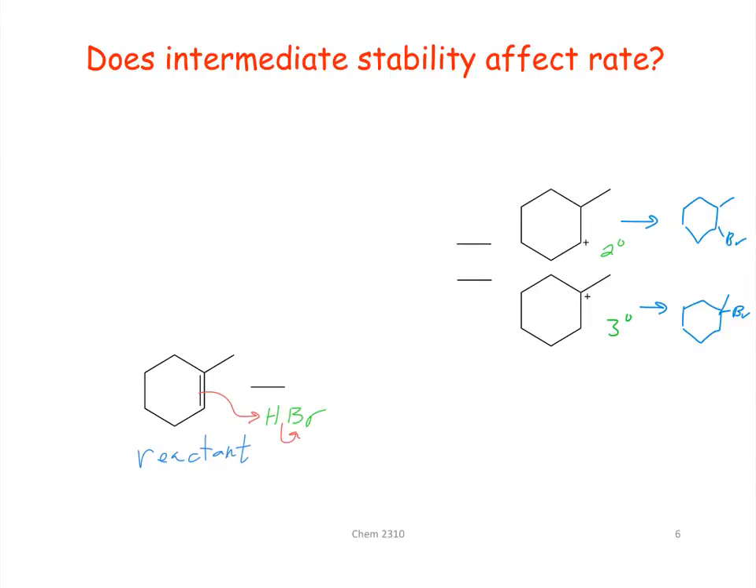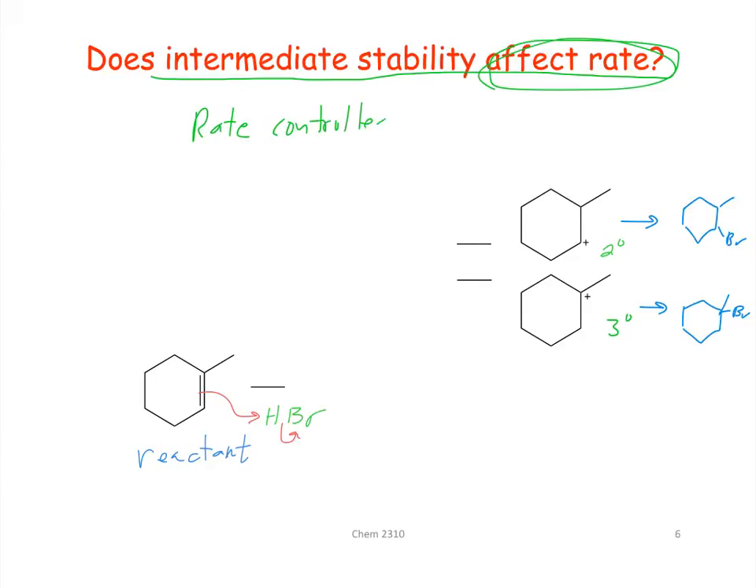All right, so we know the relative stabilities of the carbocations, but just because a carbocation is more stable, does that tell us that it necessarily affects the rate? So is it the stability of the product of this step that affects the rate, or is it something else? So you remember, what are rates controlled by? By the activation energy.